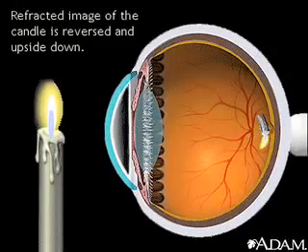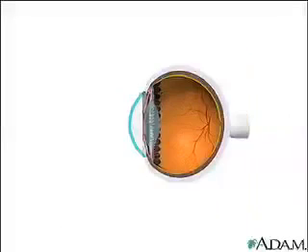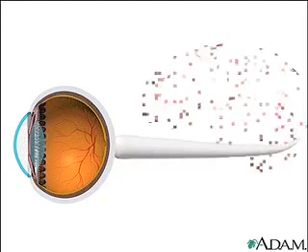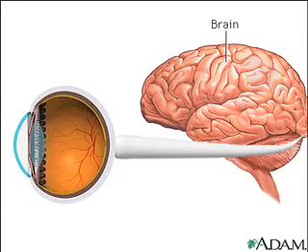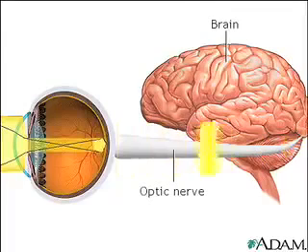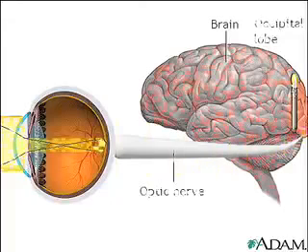This double refraction causes the image of the candle to appear reversed and turned upside down on the retina. Fortunately, that's not the end of the story, or the world would appear upside down. The image gets turned right side up in the brain, which is connected to the eye by the optic nerve. Impulses travel down the optic nerve to the occipital lobe of the brain, which then interprets the image of the candle in the correct perspective.